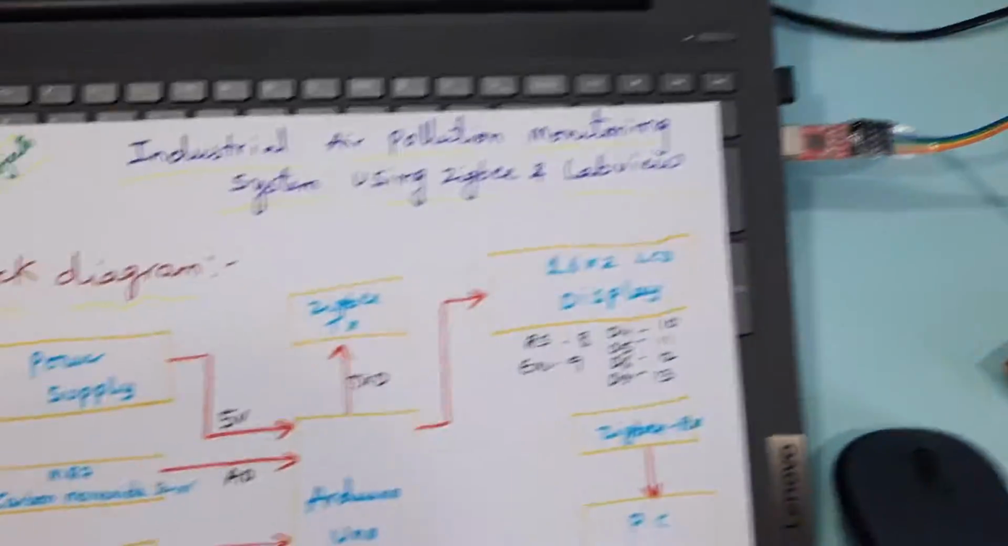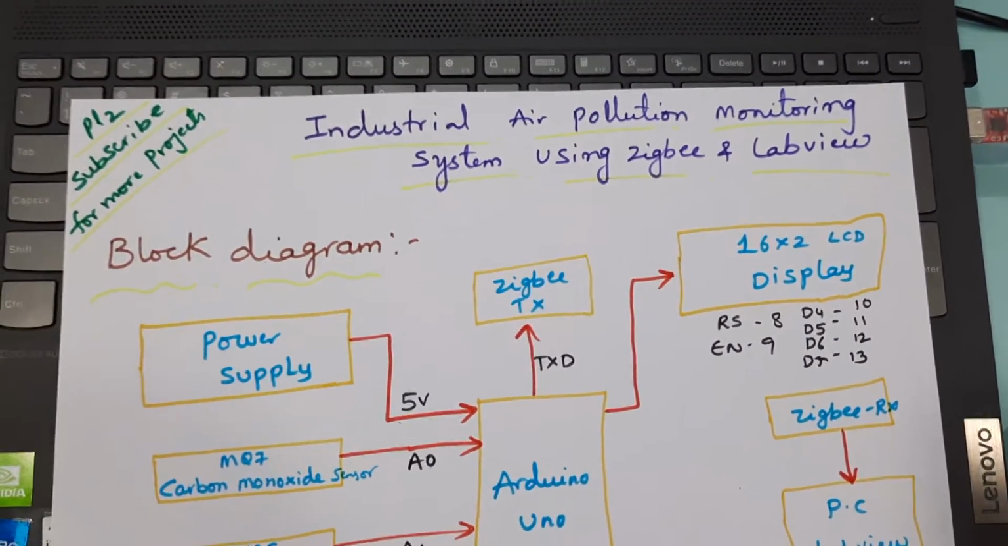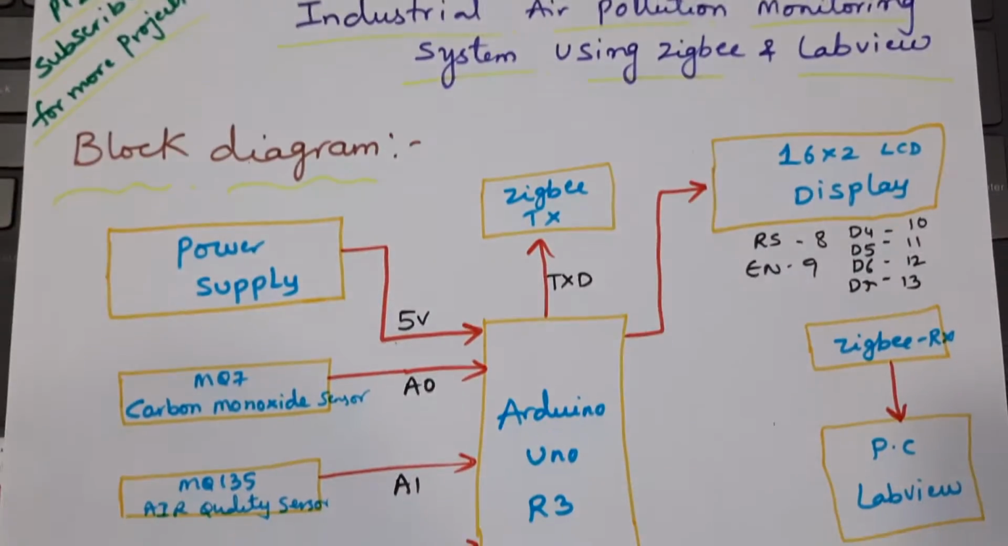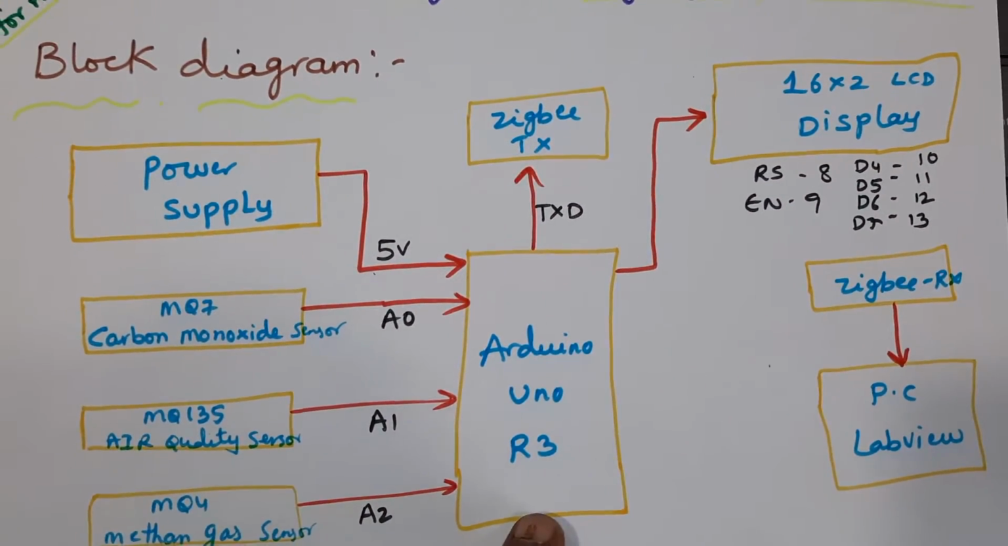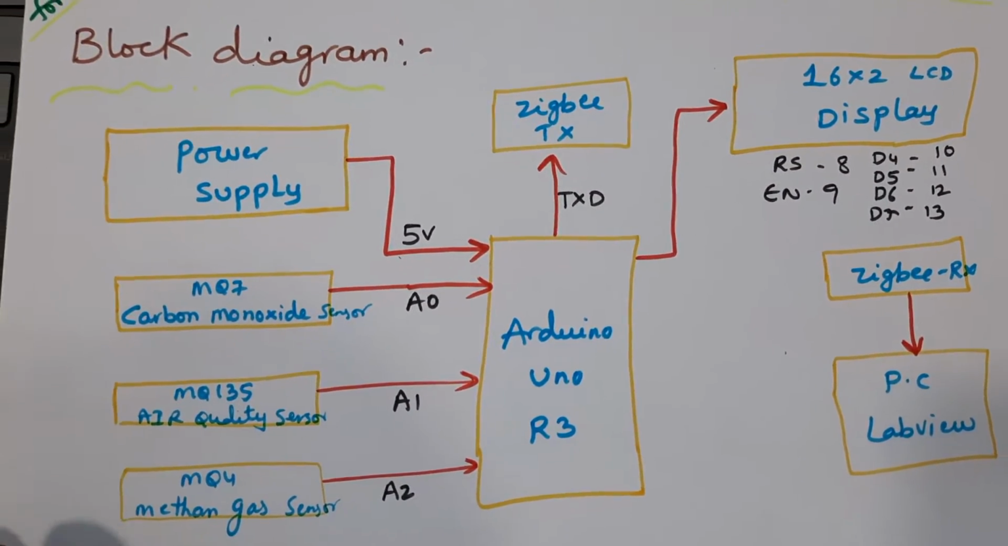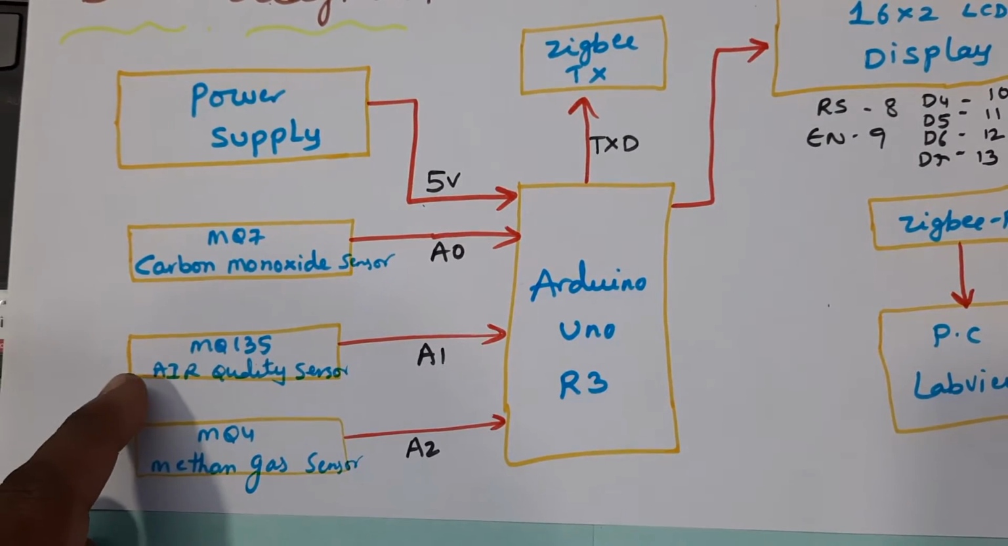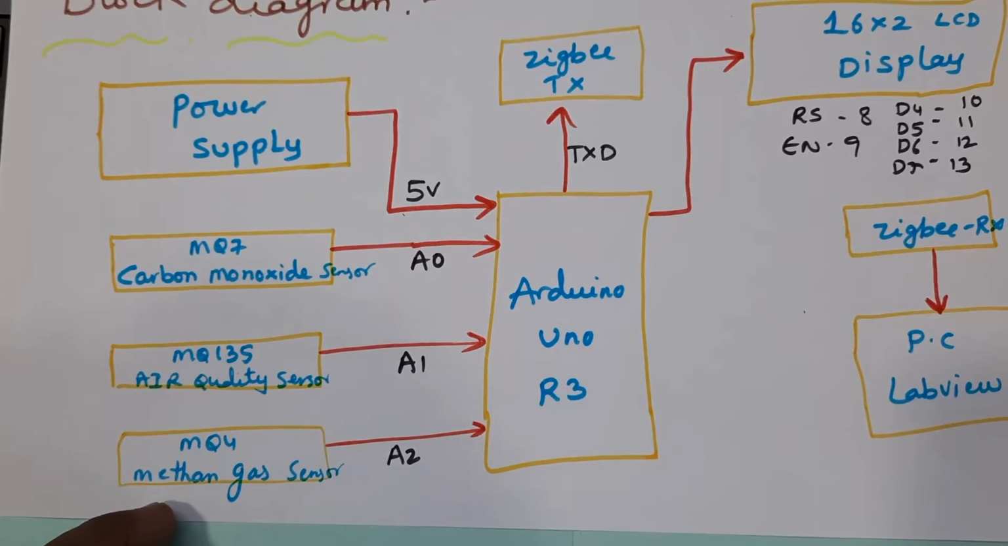The project title is Industrial Air Pollution Monitoring System using LabVIEW. In this project we are using an Arduino Uno R3 board and three sensors: the MQ7 carbon monoxide sensor, the MQ135 air quality sensor, and the MQ4 methane gas sensor.